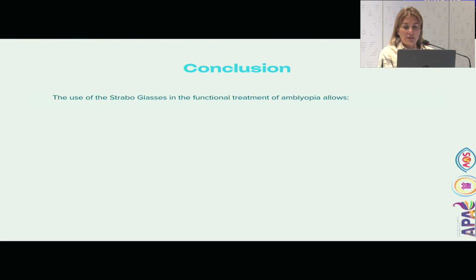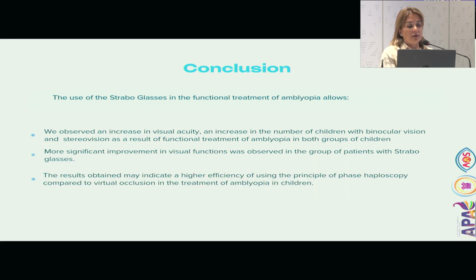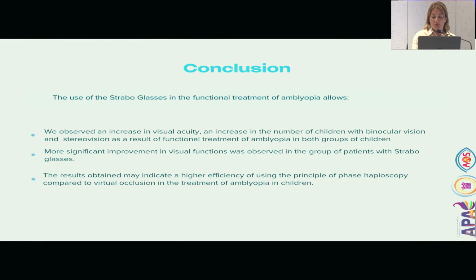Visual acuity showed an increase, as did the number of children with binocular vision and the presence of stereo vision. More significant improvement in visual function was observed in the group of children with Straba glasses. And the results obtained may indicate a higher efficiency of using the principle of phase haploscopy compared to visual occlusion in the treatment of amblyopia in children.